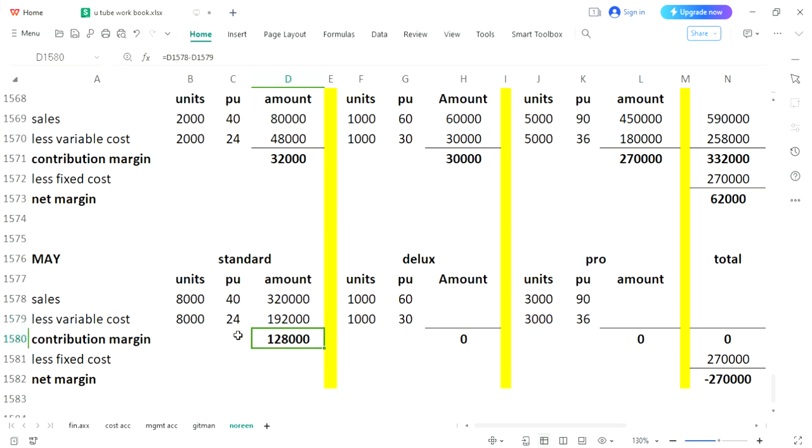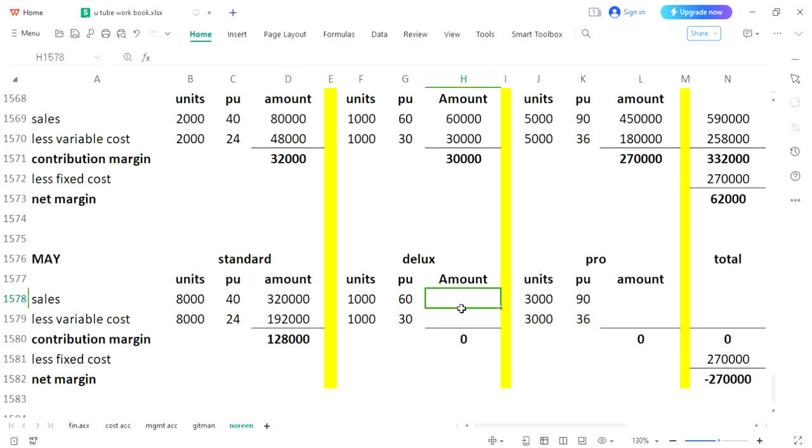Contribution margin has been automatically calculated. Excel copied the formula. Contribution margin is difference between sale and variable cost. Sale was 320,000, variable 192,000, and difference of these two products 128,000, automatically arrived contribution margin.